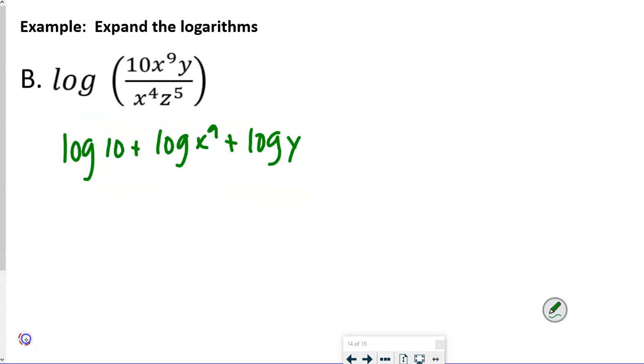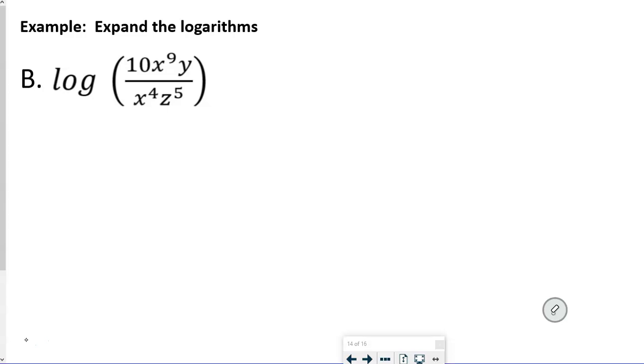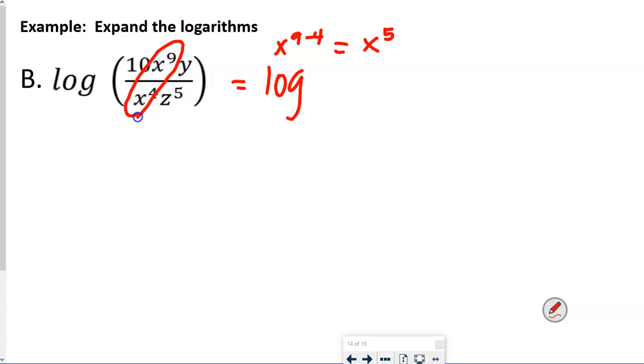On this next one, I want to talk to you all about something. Before I ever expand something, I want to simplify. If I can simplify, I'm always going to do that first. Hopefully you can see that we have an x on top and an x on bottom. So this is x to the 9 minus 4, which is equal to x to the 5th. If we simplify this, then this is going to be equal to log base 10 of x to the 5th y over z to the 5th, because we were able to simplify the x to the 4th and the x to the 9th.